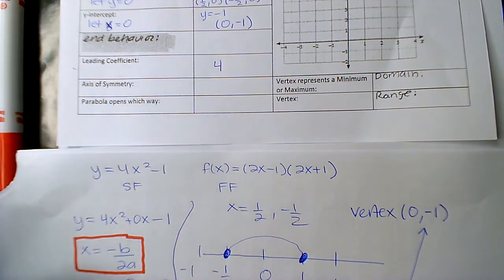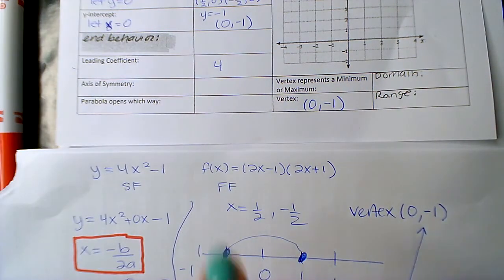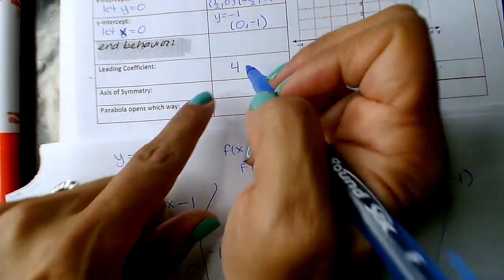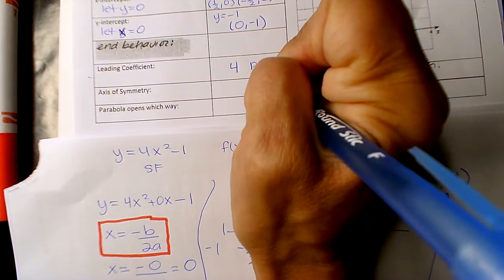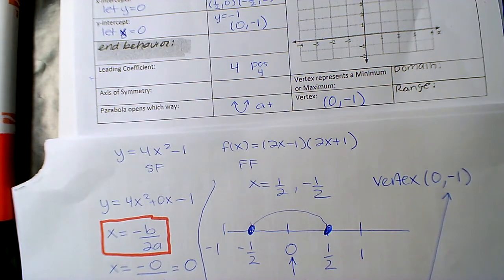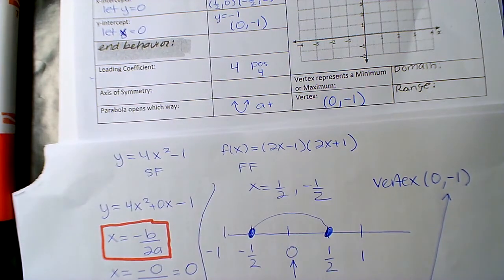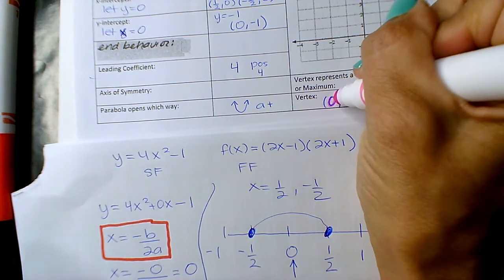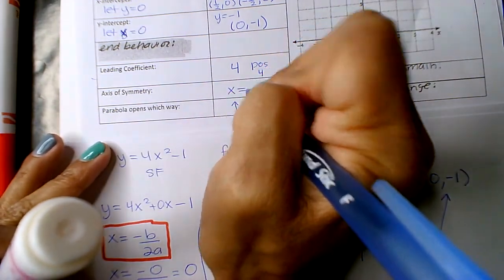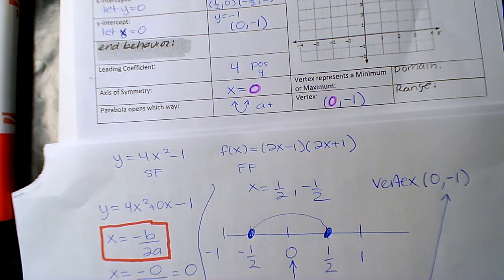Okay, so where's the vertex? Right here. We got 0, -1. Okay, is the parabola up or down? Up. Up because this number is a positive 4, so it's up because your a value is positive. Good job. Okay, what's my axis of symmetry? It is always this number, the x value of the vertex. Was it 0? I don't want to mess up.